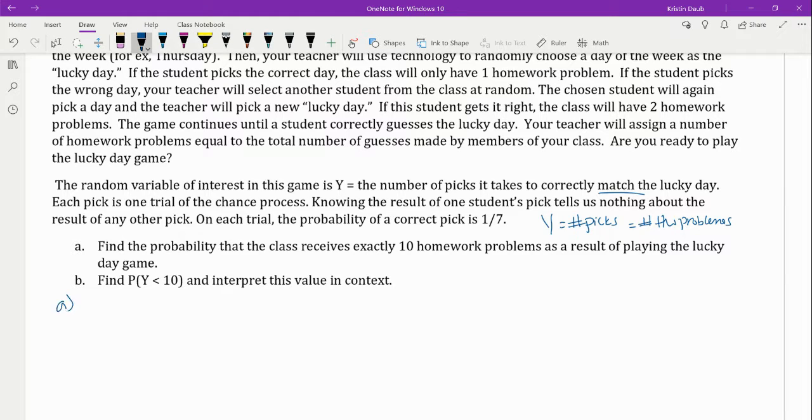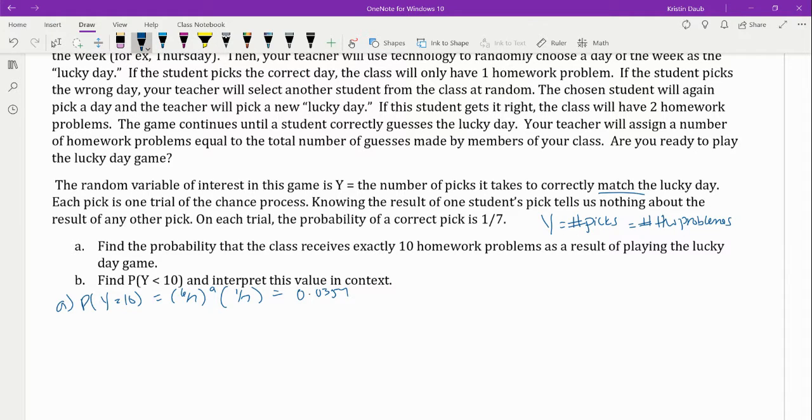So for part A, we're looking for the probability that y is exactly equal to 10. In that case, I need to fail 9 times and succeed once. So I fail with a 6 out of 7 probability, and that needs to happen 9 times. And then I need to succeed with the 1/7 chance as the very last one. Let's see what this is if you plug that into your calculator.